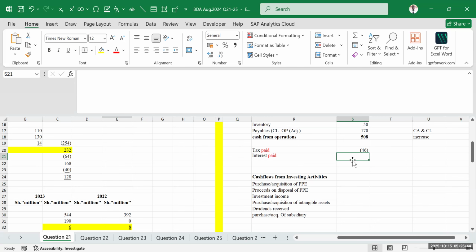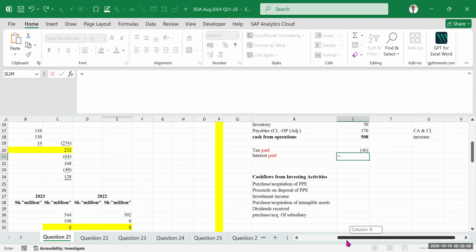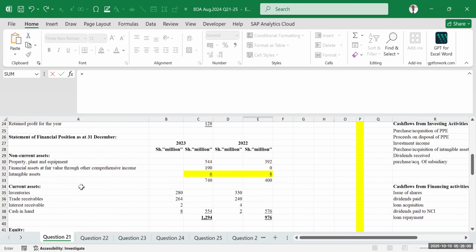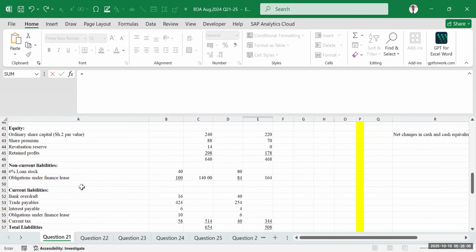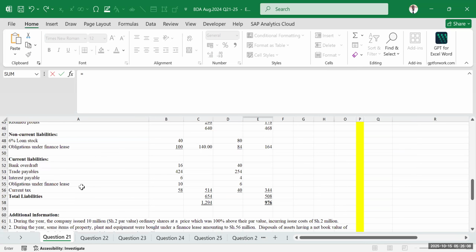Now, members, we just go and put an equal sign in that cell. Then, thinking of interest as a liability, we start with the closing balance. Closing liability of interest. Where do we get it? We get it in the balance sheet under liabilities. So let's all go to the liabilities section. And you will see that under current liabilities, there is interest payable. So we pick the closing liability of interest payable.